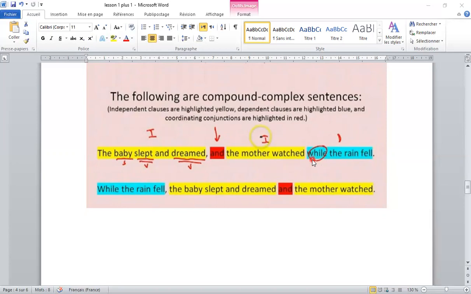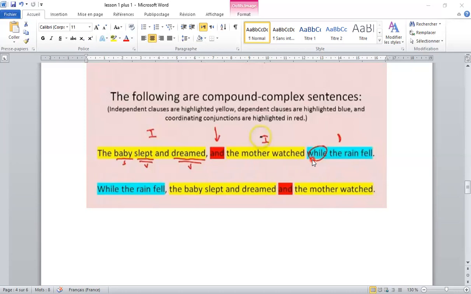The baby slept is a main clause, or independent clause. The baby dreamt, it is a main clause or independent clause. How many pieces of information have we got from this yellow sentence? Two. And the mother watched is another piece of information, which is coordinated or joined or linked with the previous sentence, which is the baby slept and dreamed. So we have one sentence, the baby slept and dreamed, and the mother watched. Two independent sentences, two main clauses.